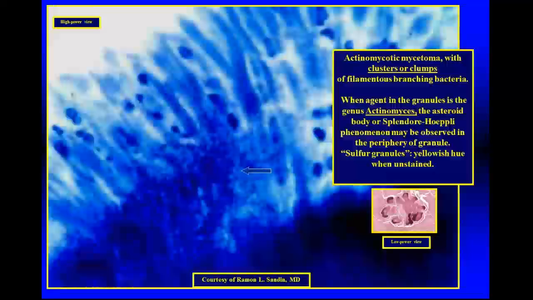The other one is actinomycotic mycetoma. What it has is these clusters of these branching bacteria, filamentous branching, and if the agent causing it is actinomyces, the genus, this is what you're going to see. This is a low power view, and high power view shows these radiating fingers or thimbles or rays that they call the Splendore-Hoeppli phenomenon or the asteroid body, these things on the outside.